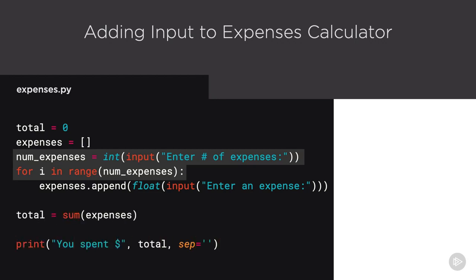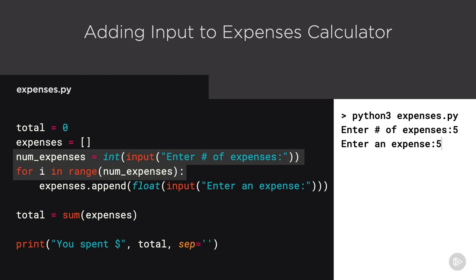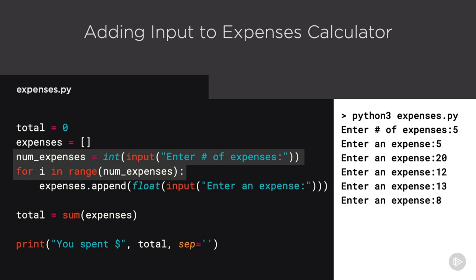If we run this again, we can see the user enters 5 for the number of expenses. Then they're able to enter 5 separate expenses and see the total is printed. Now that we've seen how to use range, let's create a loan calculator example in the next demo.